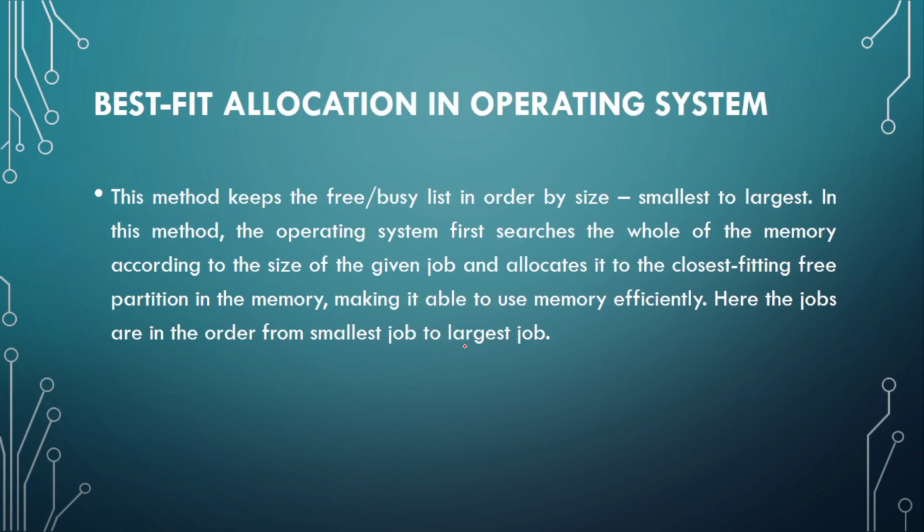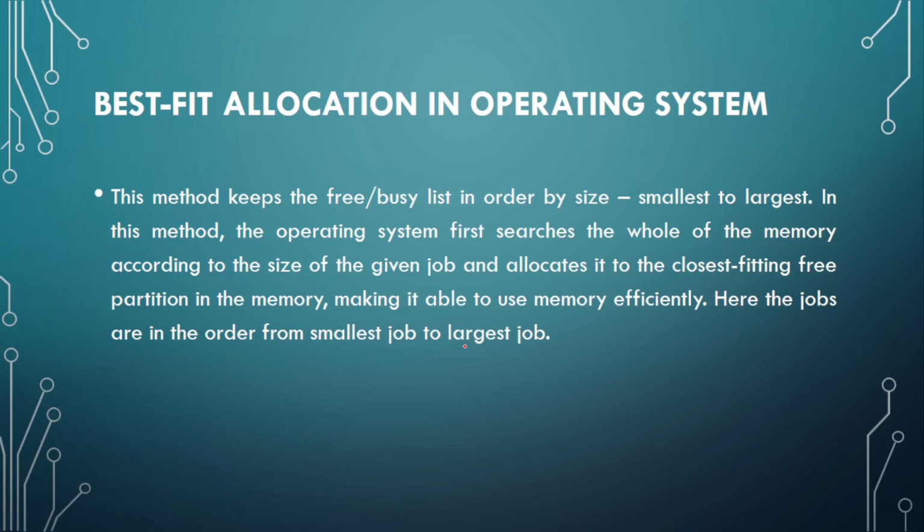Next, we will see best fit allocation in operating system. This method keeps the free and busy list in order by size, smallest to largest. In this method, the operating system first searches the whole of the memory according to the size of the given job and allocates it to the closest fitting free partition. Here you can see the closest fitting free partition in the memory, making it able to use memory efficiently.